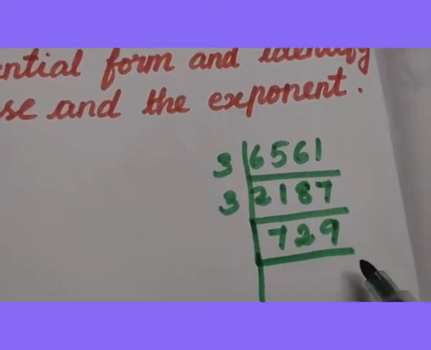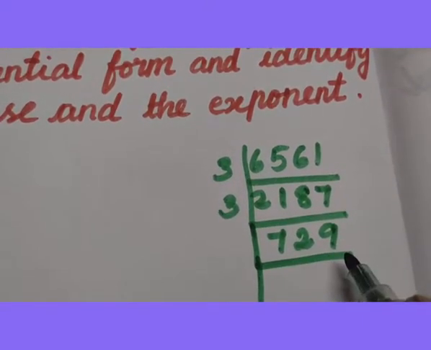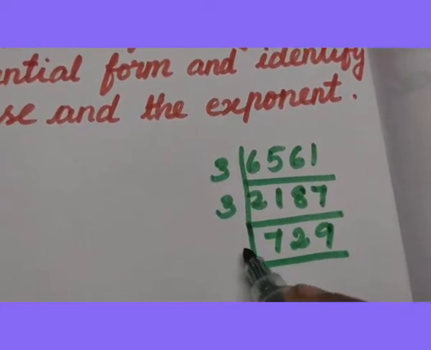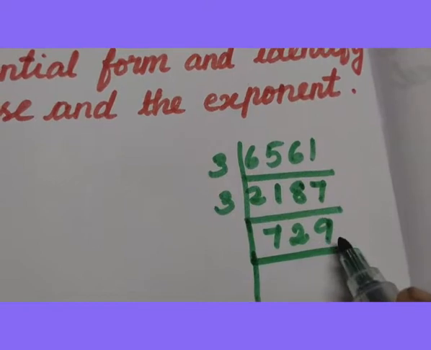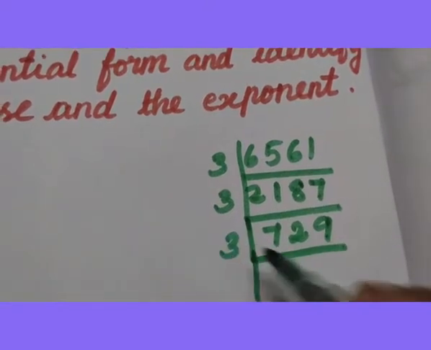729. 729 is again an odd number, so it's not divisible by 2. So next prime number, 3. So 7 plus 2, 9. 9 plus 9, 18. Again it is divisible by 3.